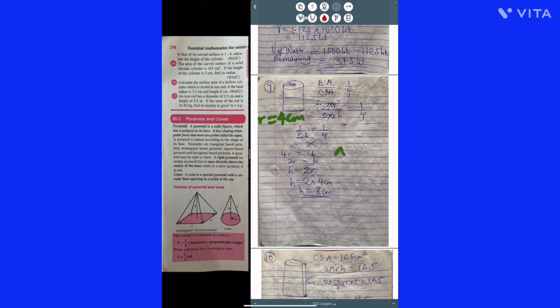Now we cross multiply. R over 2h is 1/4. That tells you that if you cross multiply, 2h will be 4r, and 2r will be h. H is 2r. So simplification, h will be 2 times 4. That's number 10. Sorry, that was number 9.